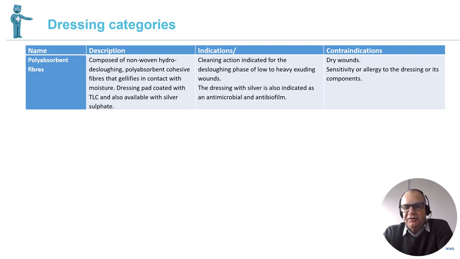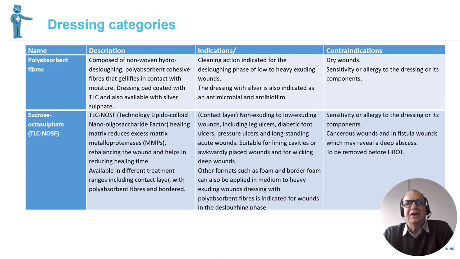The polyabsorbent fibers are quite new on the market. These are non-woven hydrodisloughing wound dressings. They have quite a bit of evidence behind them. They can come either as neutral or with an antimicrobial. This is one of the categories of dressings that has been proven, when it comes with silver, to be a very highly effective anti-biofilm dressing, because once you put it on the wound, it continues to clear it up and doesn't allow the biofilm to come back again.